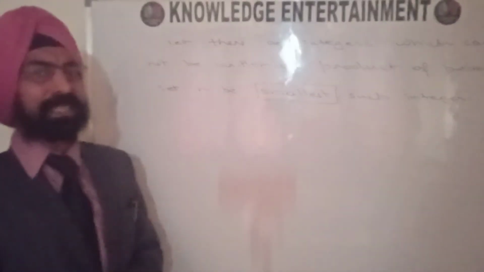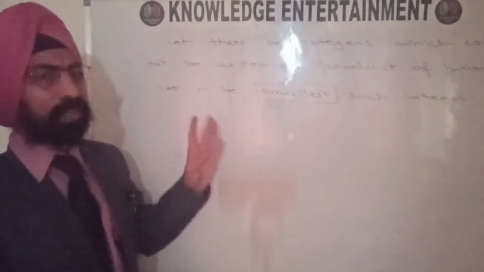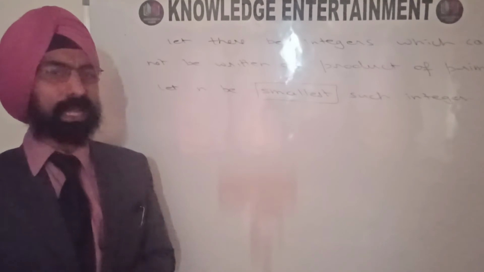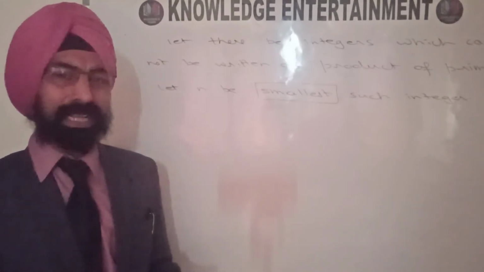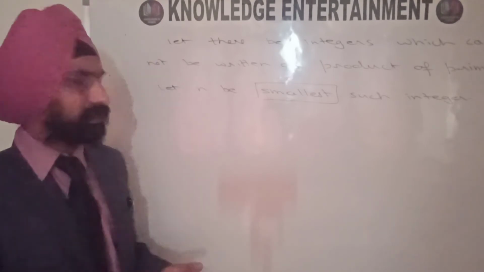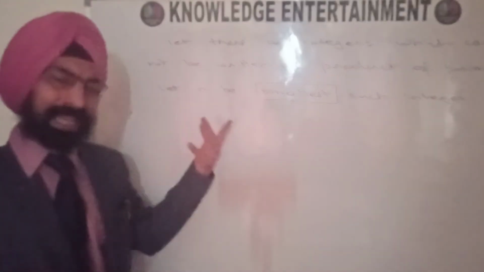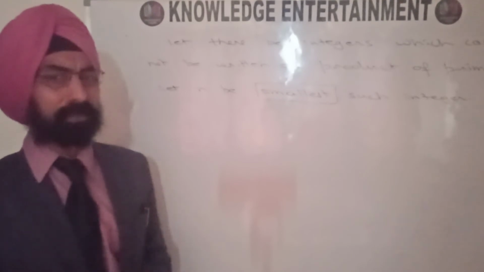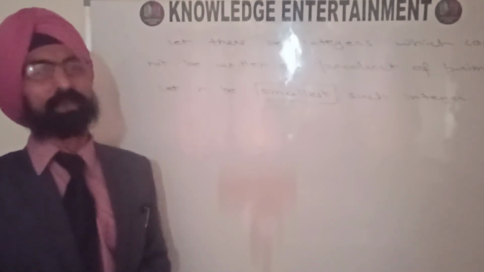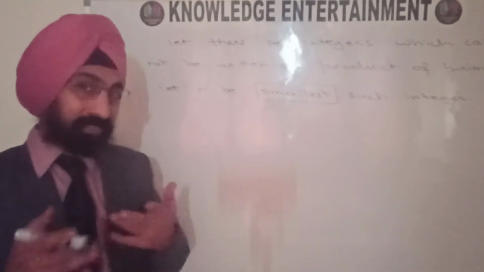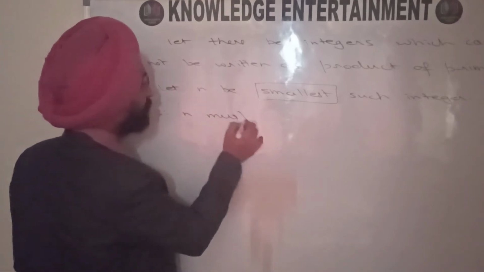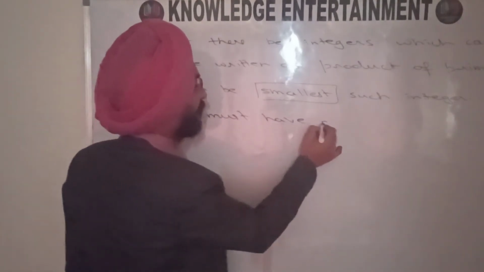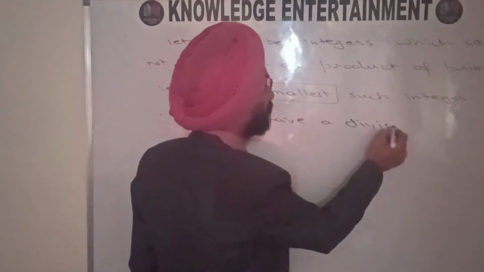So n cannot be written as a product of primes. That means n cannot be a prime, because if n is a prime, then obviously n is a product of primes as a single factor. So we will suppose that n is not a prime. That means n is a composite number, and every composite number has a divisor. And therefore n must have a divisor.